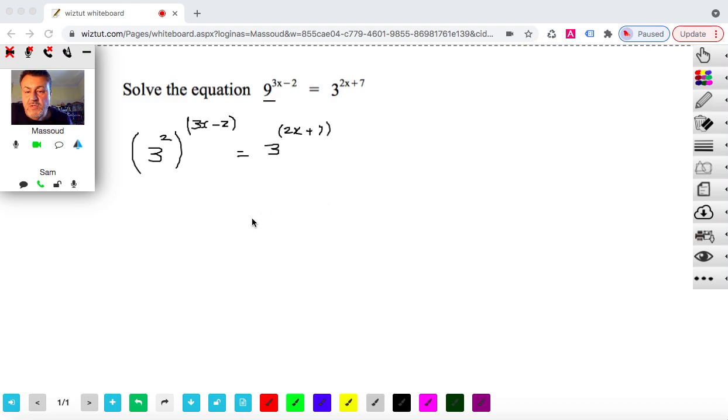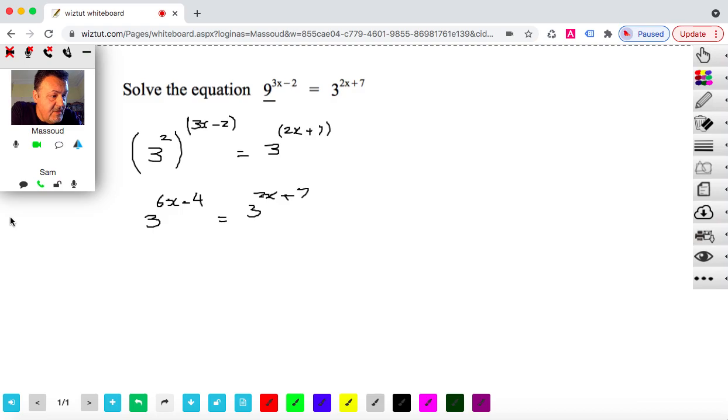Using the rules of indices, you know that if you have a power outside the bracket, then that power will multiply itself into the powers inside the bracket. So on the left hand side of the equation, we have 3 to the power of, I'm just going to write the power without the bracket now, 2 times 3x, which would be 6x, and also 2 multiplied by minus 2 in the bracket, which gives you minus 4. And that is equal to 3 to the power of 2x plus 7.